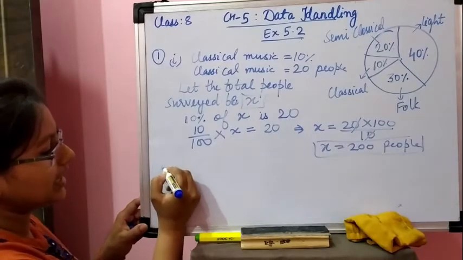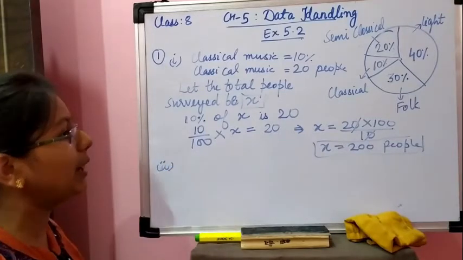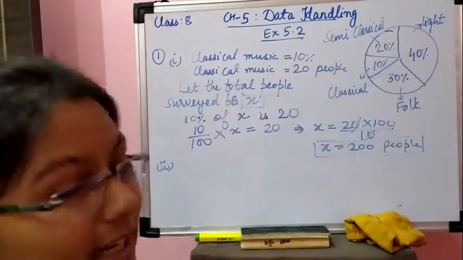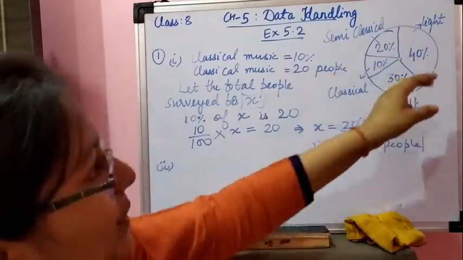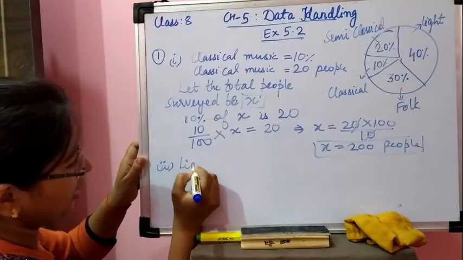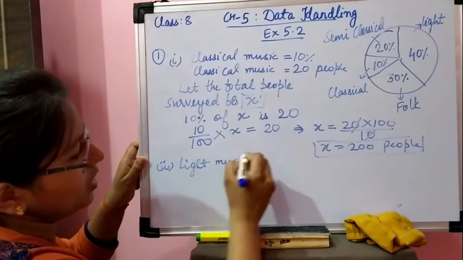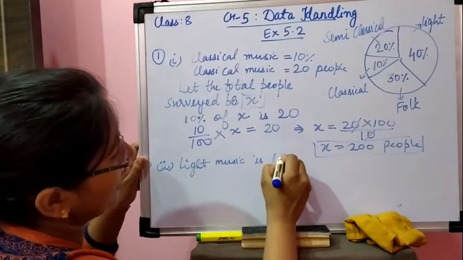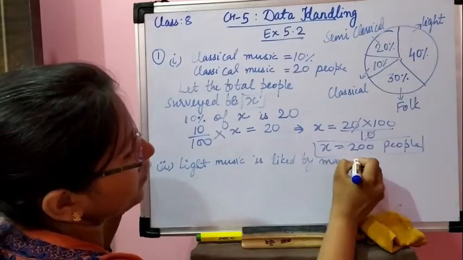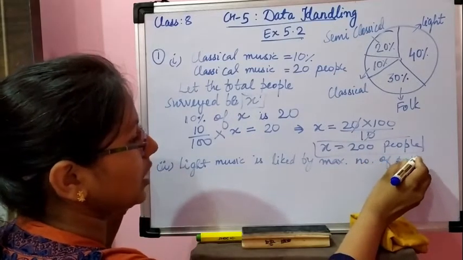Now similarly in the second part they are asking which type of music is liked by the maximum number of people. That you can answer by simply looking at the percentage. 40% is for light music. So what will we write? That light music is liked by maximum number of people.